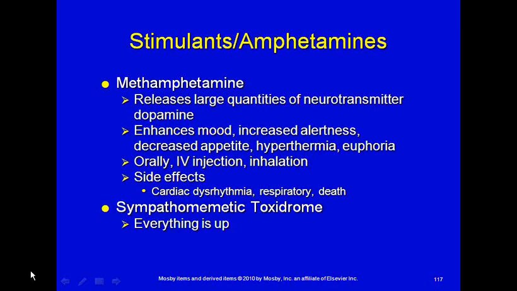Methamphetamine overdose. When somebody is on methamphetamine, they stimulate the sympathetic nervous system. And so when somebody's on methamphetamine and they take too much, we'll see a sympathomimetic toxidrome. And that's what occurs when the sympathetic nervous system is stimulated. So everything's going to be up when a person's on a stimulant or an amphetamine. Their heart rate's going to be up, their blood pressure's going to be up, their temperature's going to be up, their respiratory rate's going to be up, everything's going to be up.